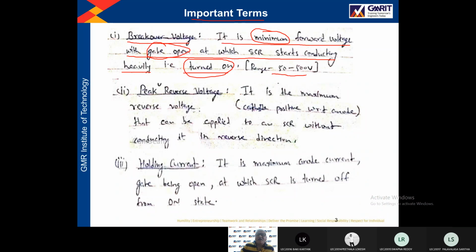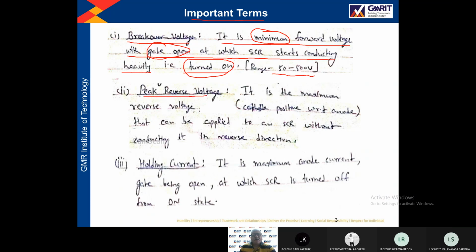Its range is 50 to 500 volts. So generally, if you want to turn on the SCR, you have to apply a forward voltage of 50 volt to 500 volt, depending upon the particular rating of the SCR, then it will turn on. Only thing is you must know that voltage is applied to the gate.